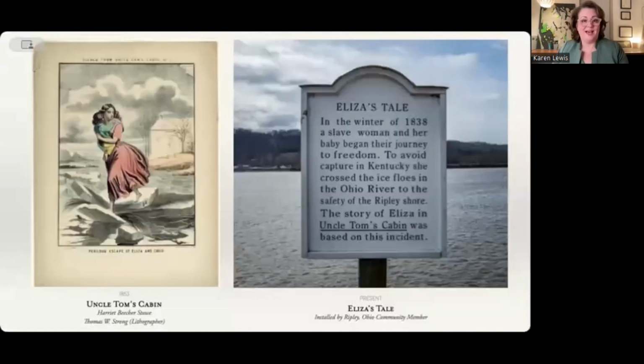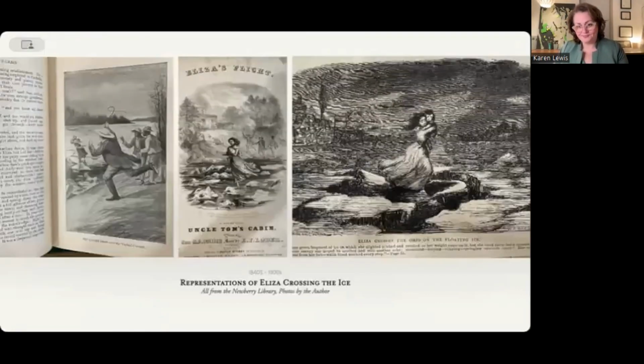Great. I will really quickly finish with the story of Eliza Harris, because you're probably all very familiar with her story. She was an enslaved Black woman in Kentucky who, when hearing that her child was to be sold to another family of enslavers, escaped in the night through the wintry Kentucky landscape to the Ohio River, where she planned to walk across the frozen Ohio River with her baby in her arms. And her experiences were dramatized in Harriet Beecher Stowe's Uncle Tom's Cabin.